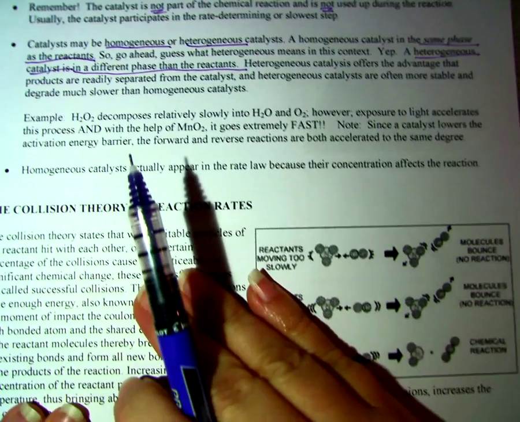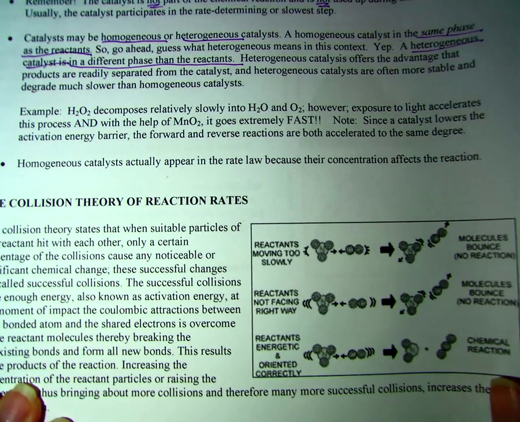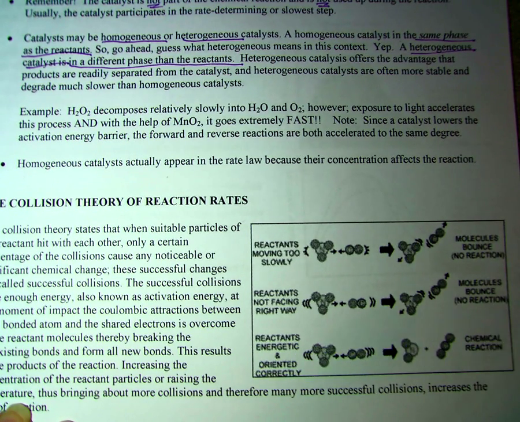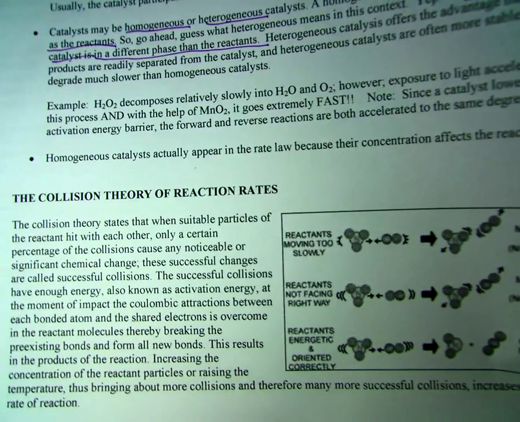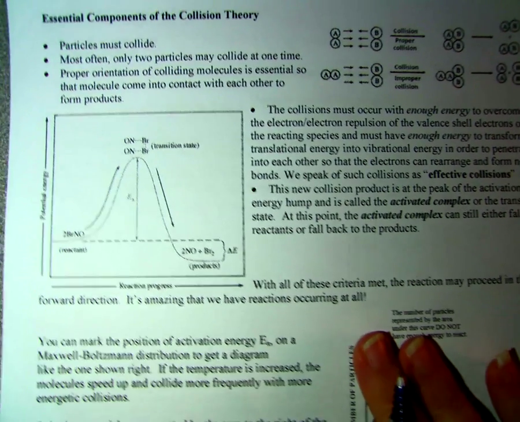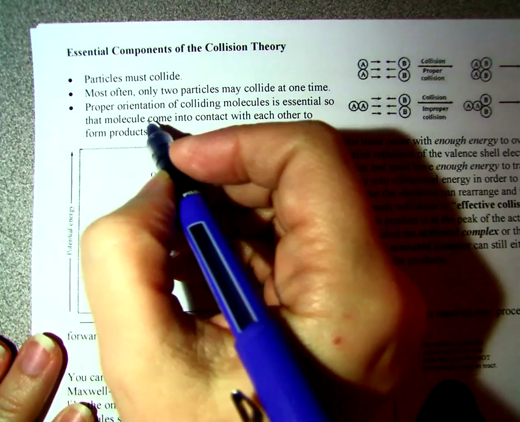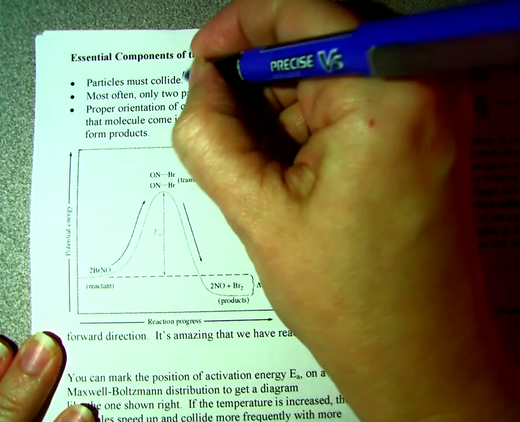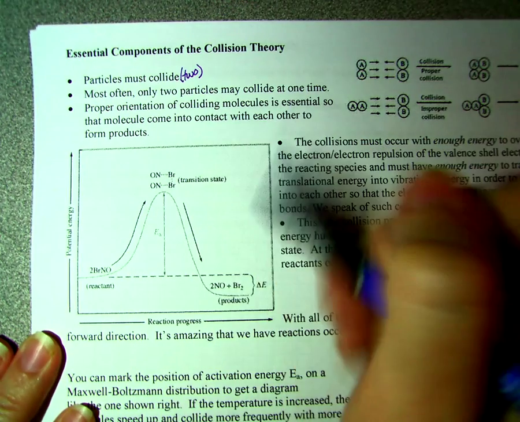All right, collision theory. I'm just going to let you read over that. That's talking about the orientation and how the reactants bounce off of each other, but I'm going to let you read that one. Essential components of it, though, are that particles must collide. Typically, you have 2 of them. 2 particles only collide at one time.